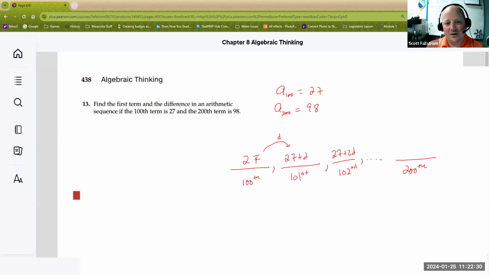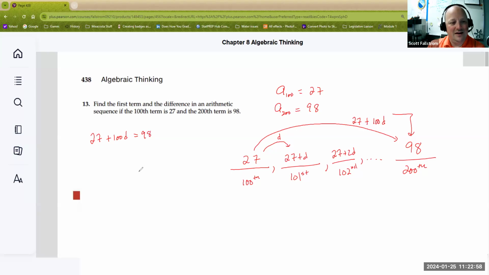So the 200th term, we know, is 98, but notice I'd have to start at the beginning and add 100 common differences: 27 plus 100 common differences is going to land me at 98. From there, I can subtract 27 and divide by 100, and you are going to love this, you end up with 0.71. There you go.